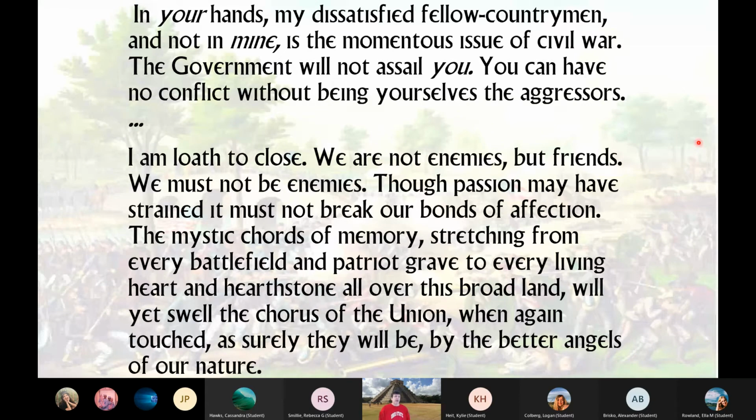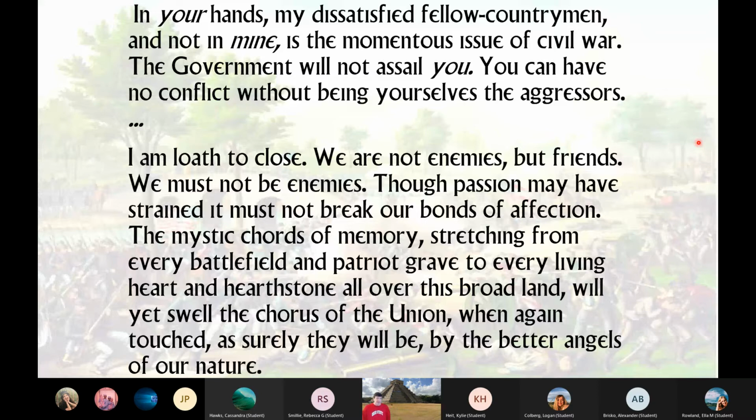And then he finished with very much a path to reconciliation. "I am loath to close. We are not enemies, but friends. We must not be enemies. Though passion may have strained, it must not break our bonds of affection. The mystic cords of memory, stretching from every battlefield and patriot grave to every living heart and hearthstone all over this broad land, will yet swell the chorus of the Union when again touched, as surely they will be, by the better angels of our nature."